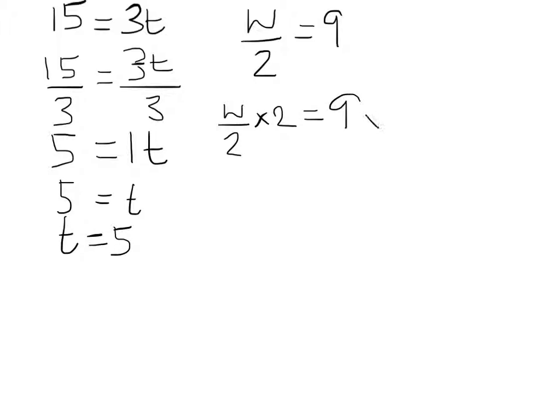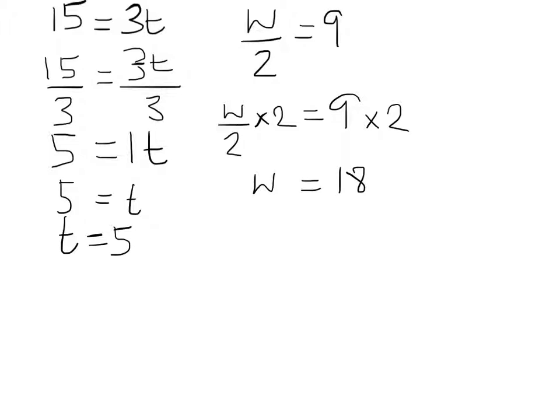So 9 times by 2. So, this is what happens. W divided by 2 times by 2 is just W. Okay? And 9 times by 2 is 18.